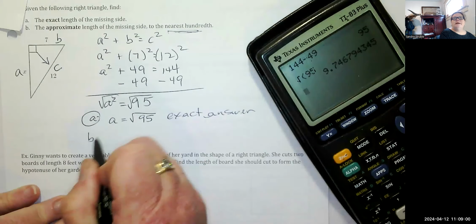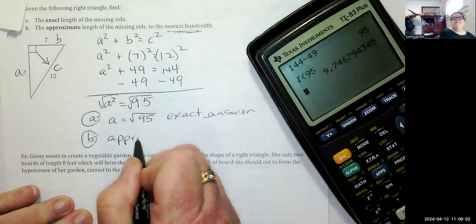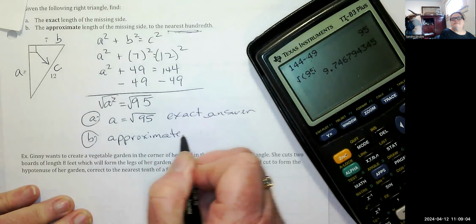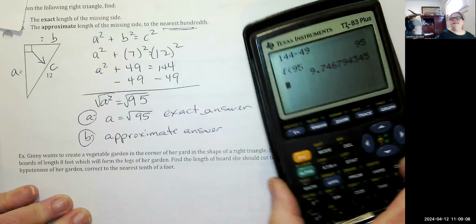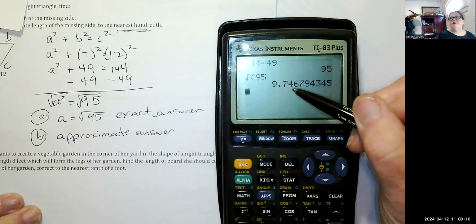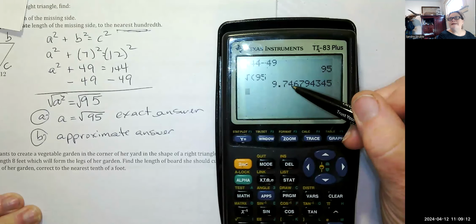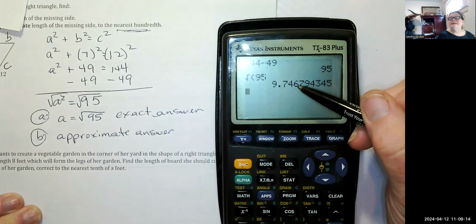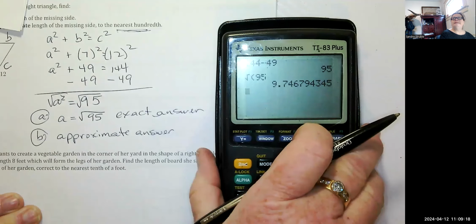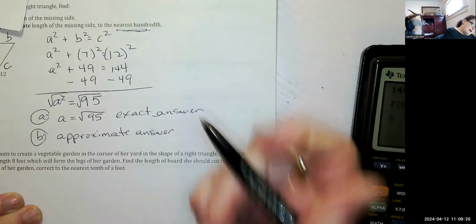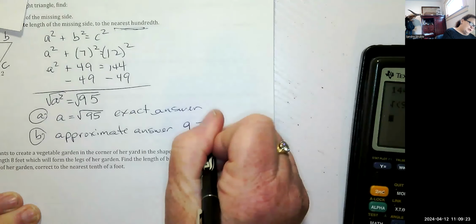B, our approximate answer, rounded to the nearest hundredth. Let's see, that's 9.7. 4 is in the hundredths place. That's our rounding digit. 6 is our test digit. It's greater than 5, so I need to add 1 to that 4. So 9.75 is my approximate answer.